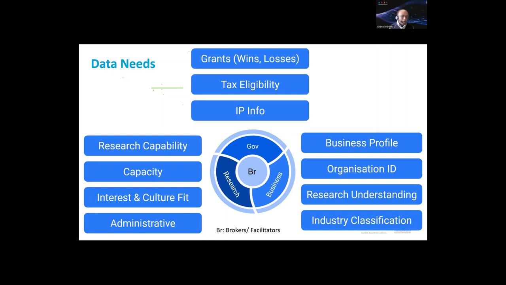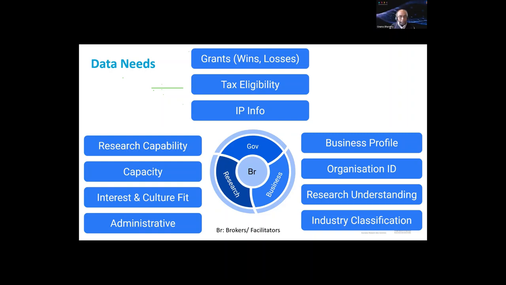And the researchers can very well be identified with their ORCID IDs, as well as their outputs can be obtained. And similarly on the industry side, there are business profiles of the industry and the organizational IDs of the industries, and their understanding of the research, et cetera, would become important.